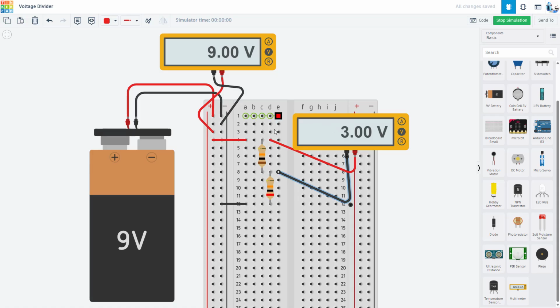So you can see here, I am measuring a 3-volt drop over this first resistor. The rest of it is dropped over the second resistor. Traditionally, or by convention, whatever you want to call it, the output of a voltage divider is the drop over the second resistor here relative to ground.